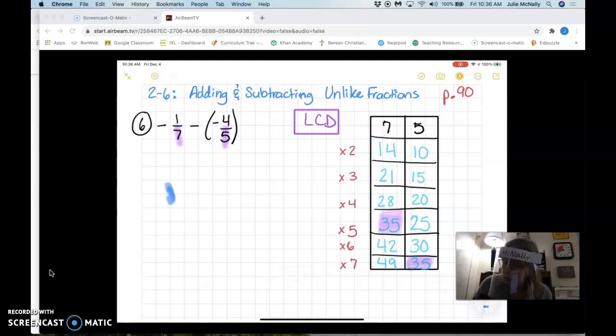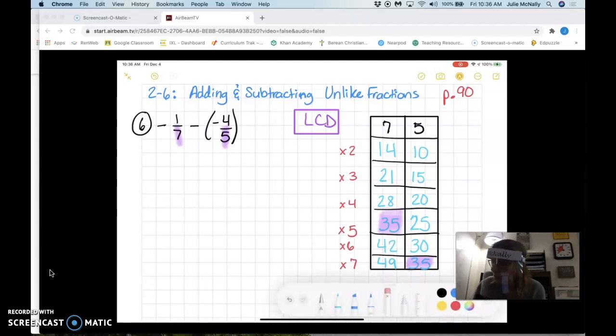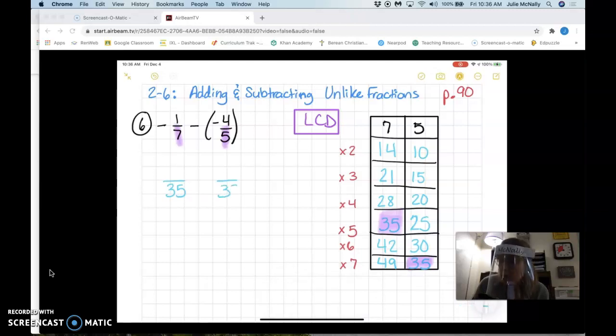35. So I'm going to write my new numbers on the bottom, and then I'm going to deal with all these negatives because there's a lot of negatives going on in this problem. So the one that's on the front, I'm just going to bring down. But what happens to these two negatives that are right next to each other? They turn each other positive. So I'm going to write 1 plus in the middle.